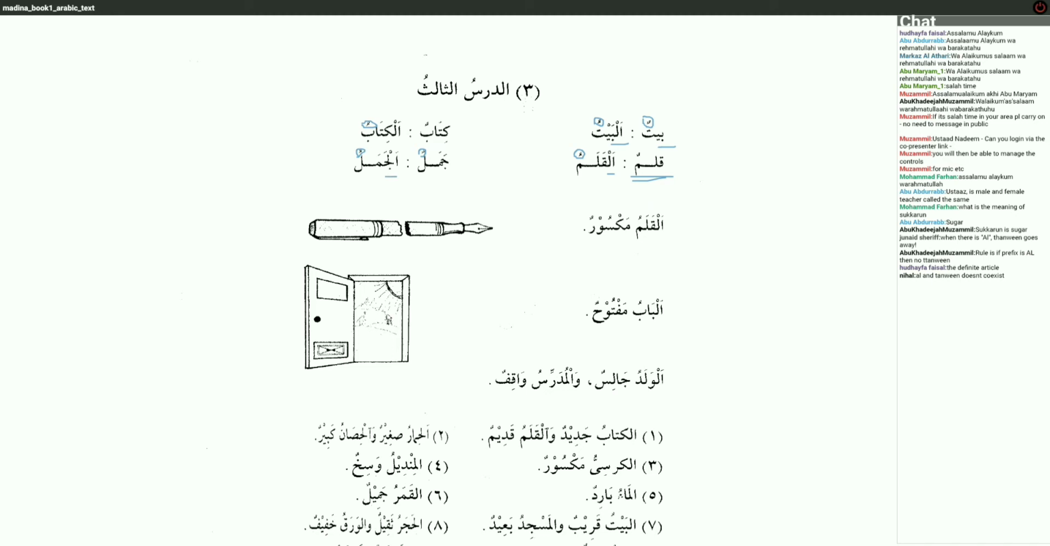Jayyid. Ahsanta Hudayfa, barakallahu feek. And notice how when you're writing al-jamal, a lam with a jim, there's more than one way to write it. You can write it like this.